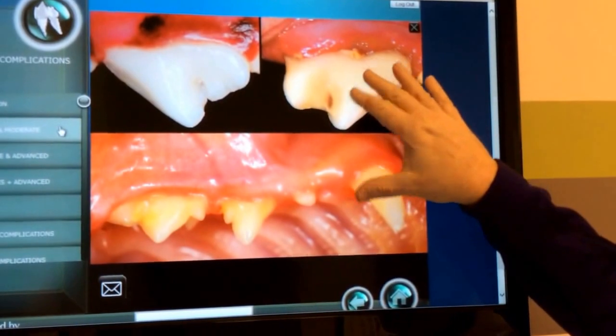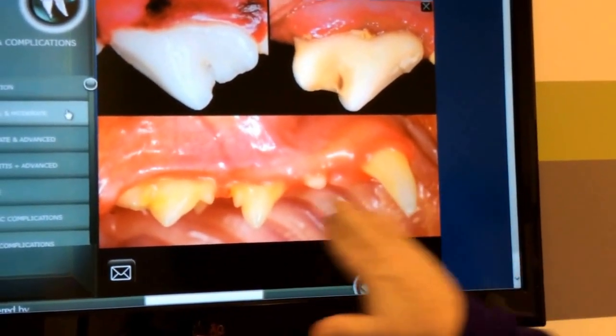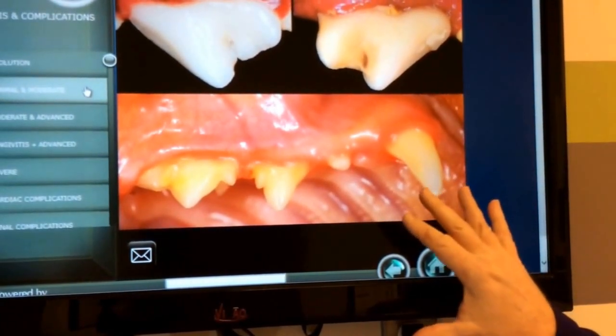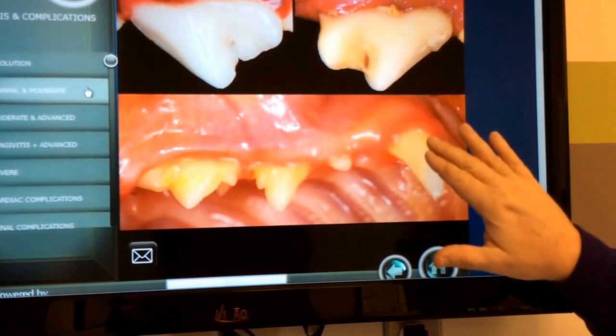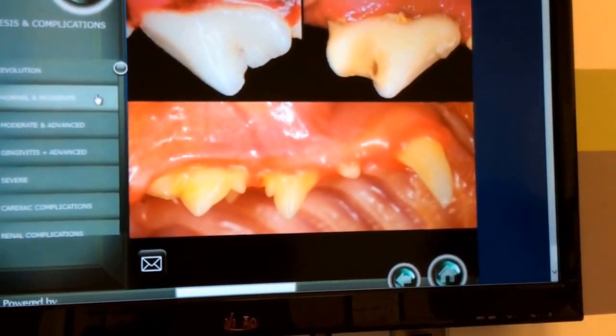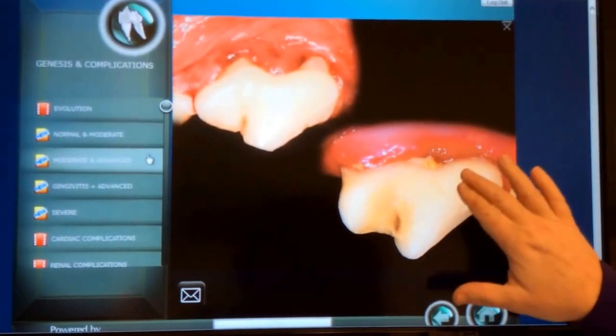And more importantly too, the breath would start getting bad right now. If you look at the dog's mouth from a distance, it doesn't look that bad. But if you look up close, you'll see that it's there. And like I said, if this dog licked you in the face, you would know that you have periodontal disease coming up.